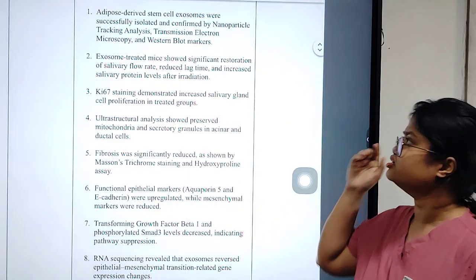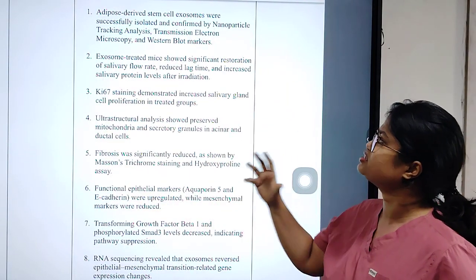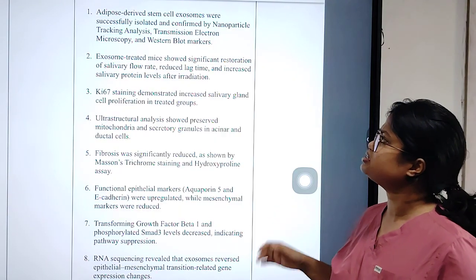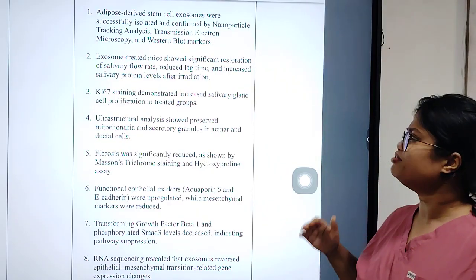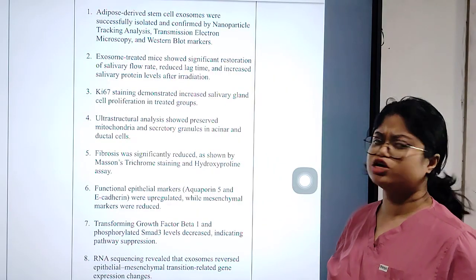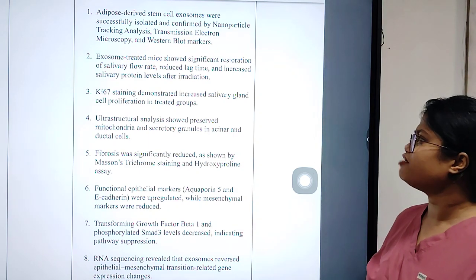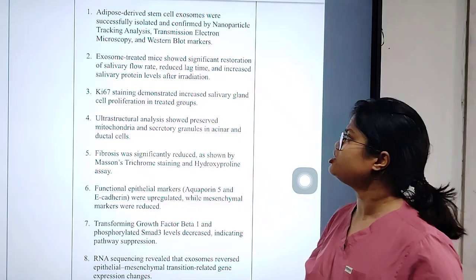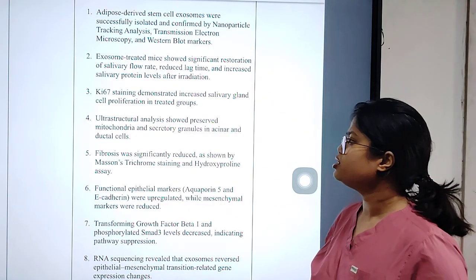So what were the results? The adipose-derived stem cell exosomes were successfully isolated and confirmed by nanoparticle tracking analysis, TEM microscopy, and Western blot markers. Exosome-treated mice showed significant restoration of the salivary flow rate, reduced lag time, and increased salivary protein levels after irradiation. The Ki67 staining demonstrated increased salivary cell proliferation in the treated groups.